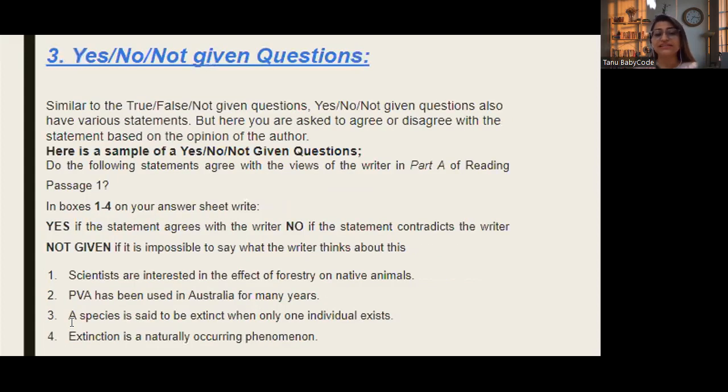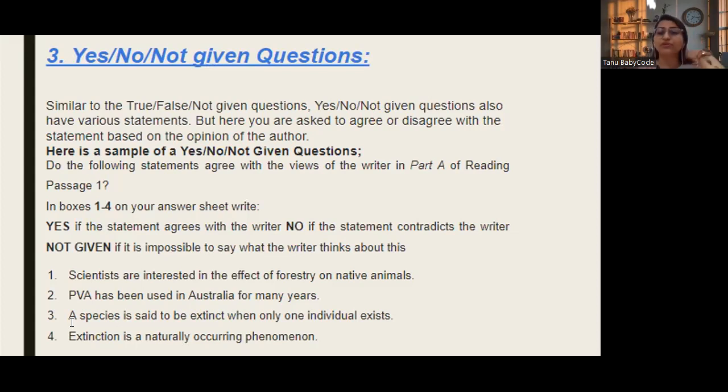Third one is yes, no, not given questions. Now, what are yes, no, not given questions? Yes, no, not given questions are also similar to true, false, not given questions. Why? Because it also has various statements and you are also asked to write whether these statements are yes, are they no, or they are not given in the paragraph.